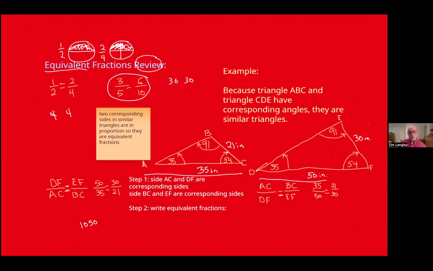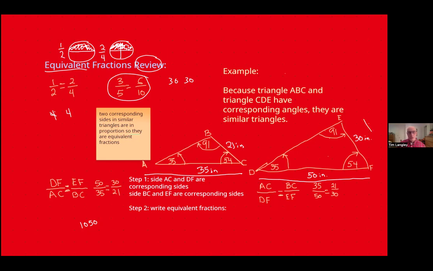Likewise, side EF, let's see, where am I at? DF and AC. I've got it upside down, but it's DF and AC. Likewise, EF, which is this one over here, would correspond with BC.